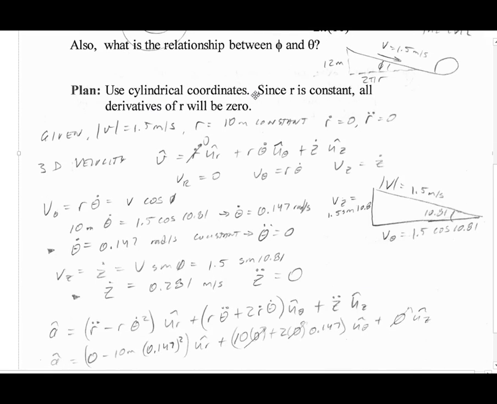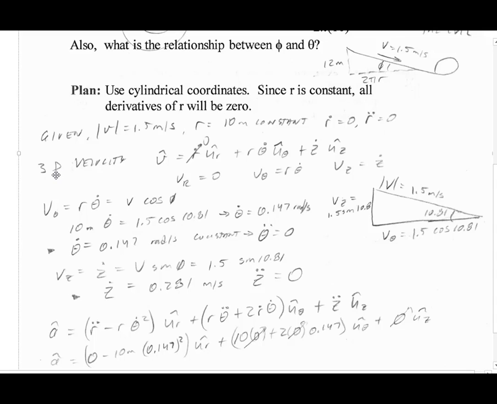So our plan, we're going to use cylindrical coordinates because our problem has a radius and an angle as it rotates down that ramp. R here is a constant, so all derivatives of R will be 0. That's going to make our problem much easier. Our givens: the velocity of the car is 1.5 meters per second. That's the speed going down the ramp. The radius is 10 meters. It's constant. So r dot, R is not changing as a function of time, nor is it accelerating as a function of time. So r dot dot is also 0.